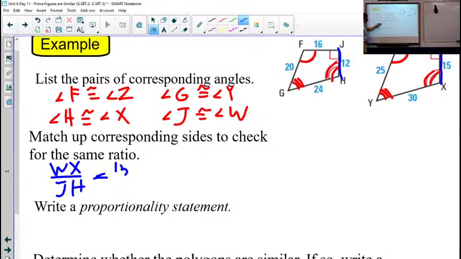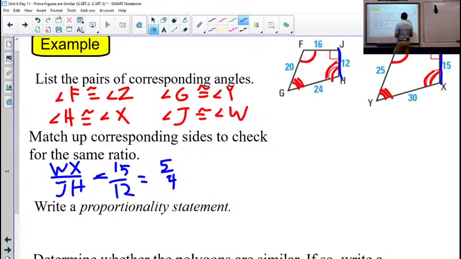W to X is 15. J to H is 12. So 15 over 12, we're going to reduce that fraction by saying both of these numbers are divisible by 3. So 15 divided by 3 is 5. 12 divided by 3 is 4. So we get 5 over 4. 5 over 4 now becomes my target. Because remember I said that all of our sides should reduce to the same thing. So now I want them all to reduce to 5 over 4. If any of them don't reduce to 5 over 4, then something's wrong, because that would mean that the shapes aren't similar.